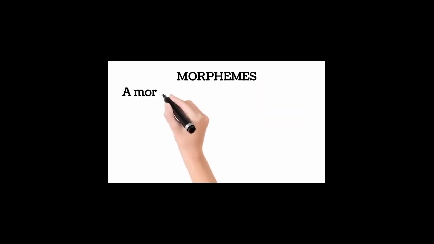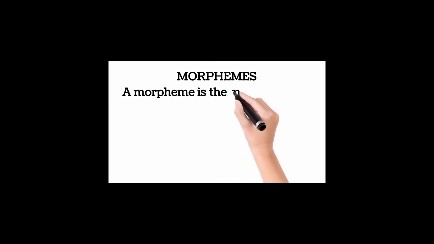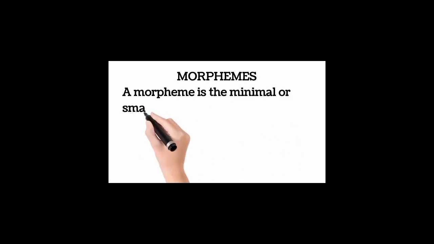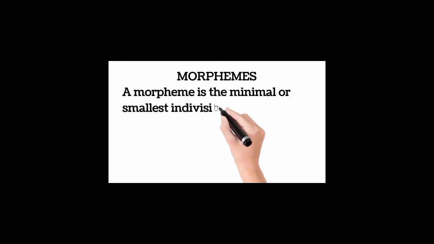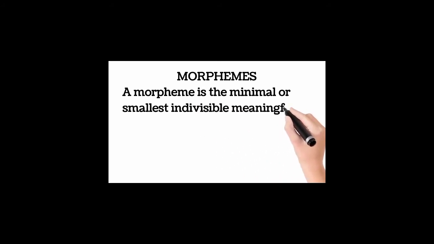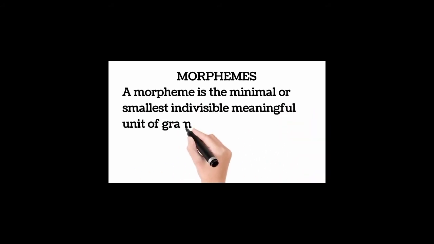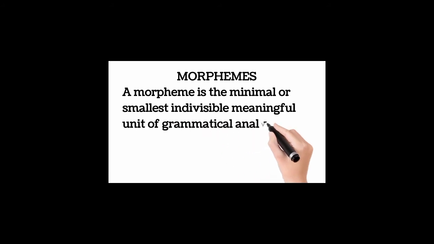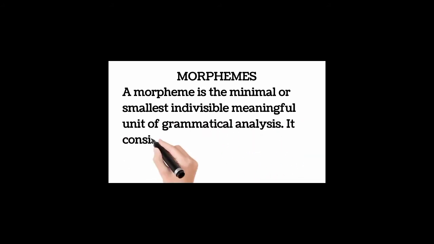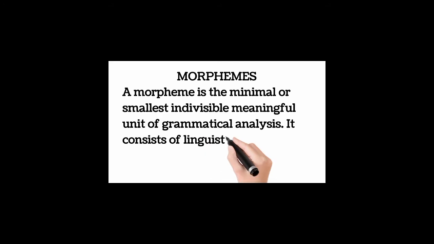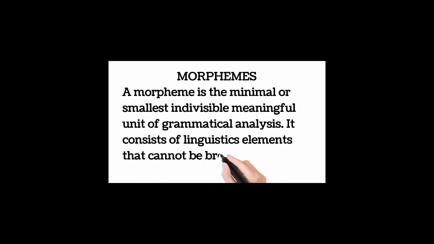So, what is a morpheme? A morpheme is the minimal or smallest indivisible meaningful unit of a grammatical analysis. It consists of linguistic elements that cannot be broken into further units.